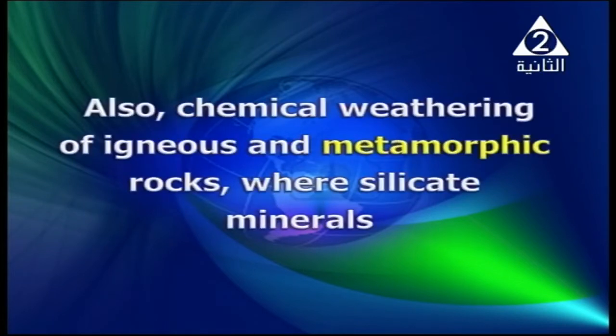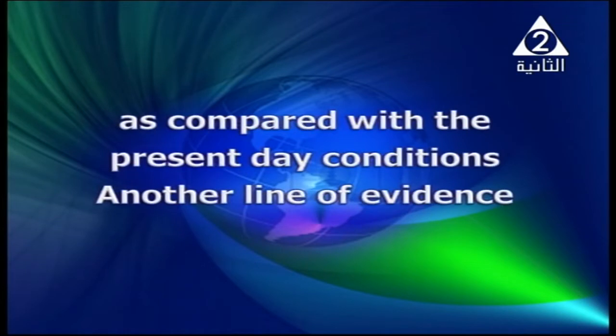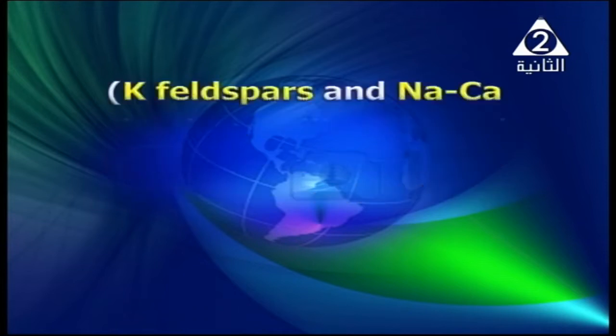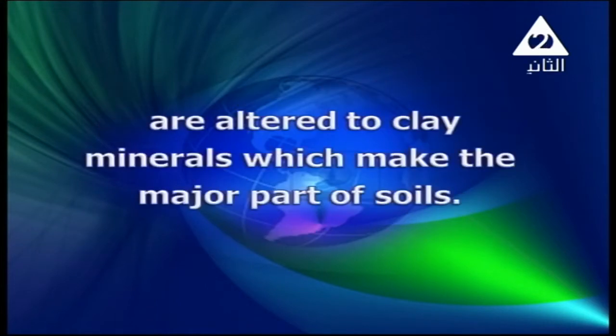Also, chemical weathering of igneous and metamorphic rocks, where silicate minerals are decayed. This suggested a relative motion of the earth's poles and the land masses in the past, as compared with present-day conditions. Another line of evidence: potassium feldspars, sodium calcium aluminum silicates, and ferromagnesian minerals, silicates of iron and magnesium, are altered to clay minerals, which make the major part of the soil.